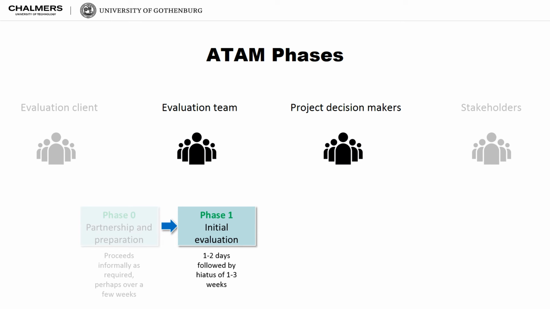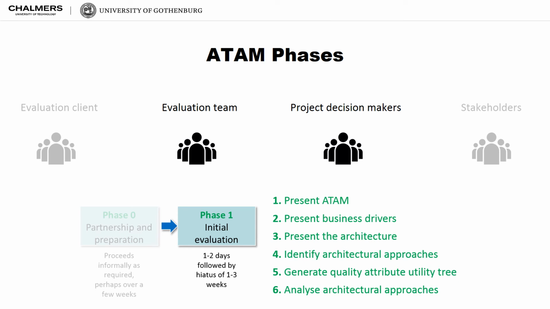During phase 1, the evaluation team meets with the project decision makers, usually for about a day or two, to begin information gathering and analysis. Business drivers are presented, the architectural approaches are identified and analyzed against the quality scenarios. The phase is expressed in terms of 6 steps, as you can see on the slide.